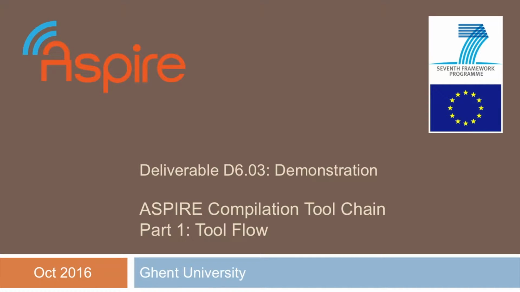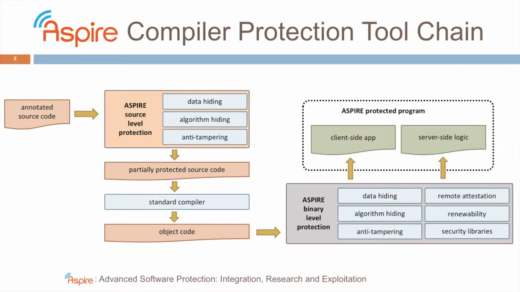In this first movie in a series of 3, we will introduce you to the Aspire compilation toolchain and discuss the overall tool flow. In the second and third video, we'll show you how to configure that toolchain, how to annotate your source code, and then eventually we'll show some live action on how to use this toolchain. If you've seen the very first video that introduces the project, you already know this picture.